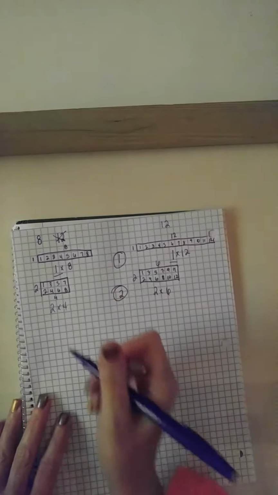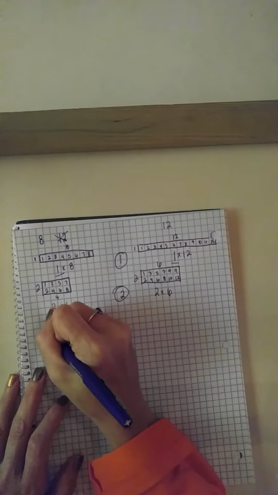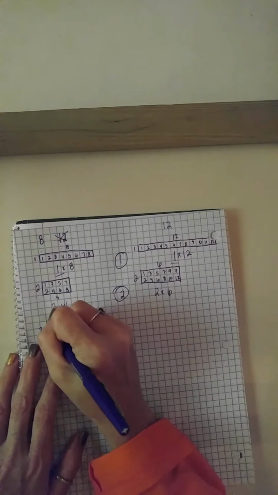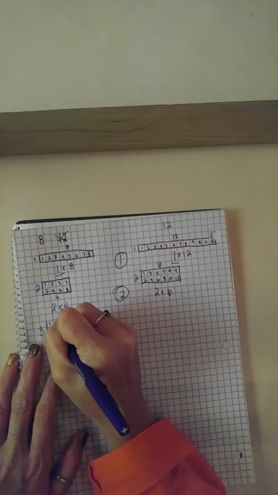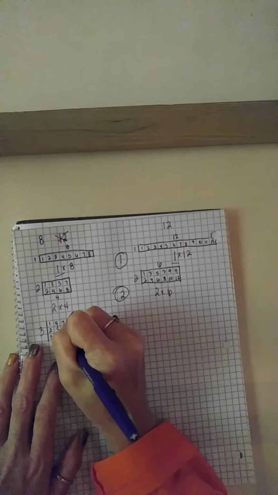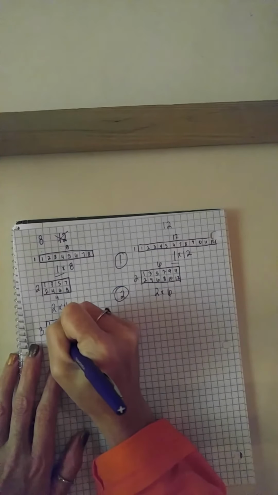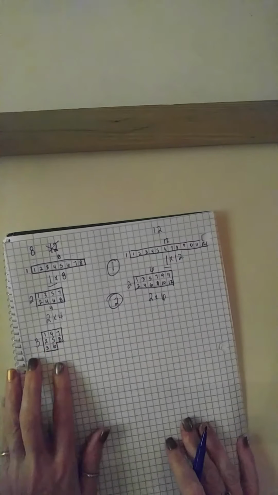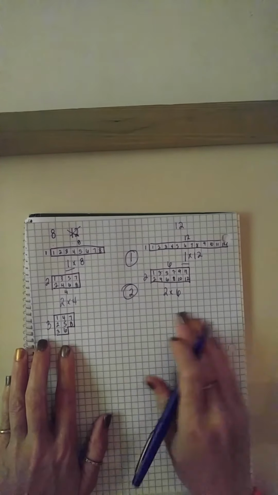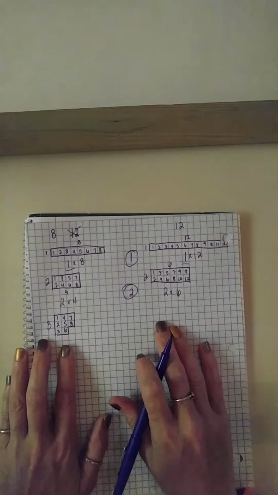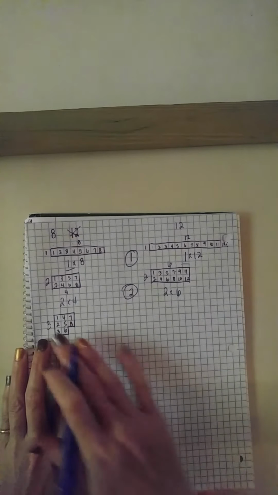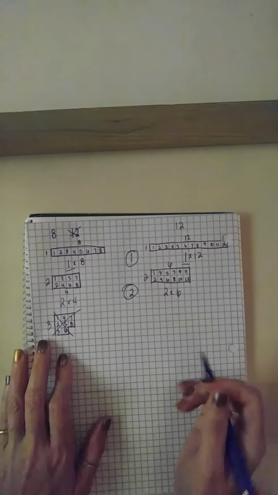Now I'm going to try 3. 1, 2, 3. 1, 2, 3, 4, 5, 6, 7, 8. Trace around the numbers. When I do that, this one does not work out, so I don't even need to try over here, because 3 doesn't work out for 8, so it can't be a common factor. So I'm not even worried about 3.